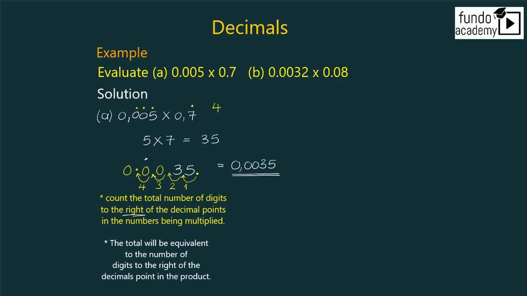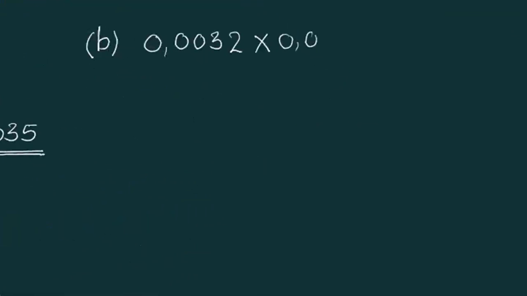Now let's go on to part B and see if we can do the same. We've got 0.0032 times 0.08. If you have not yet worked out part B, you can pause the video and start working on it. I'll give you a little bit of time to see if you can apply what you learned in part A to part B. You may pause the video right now.